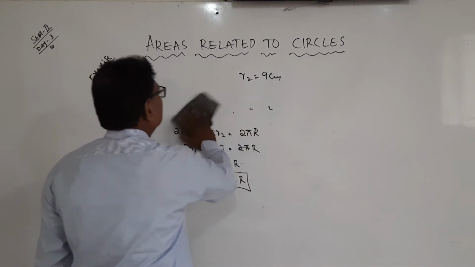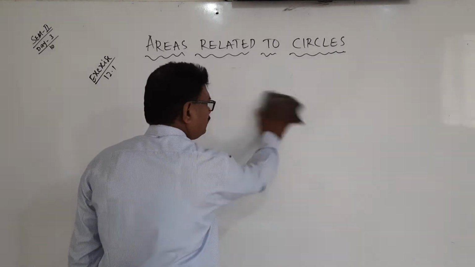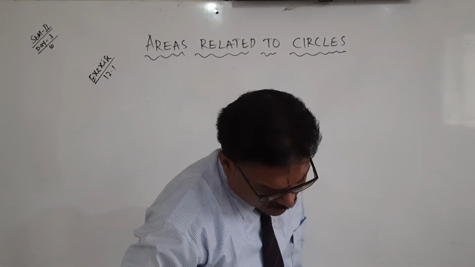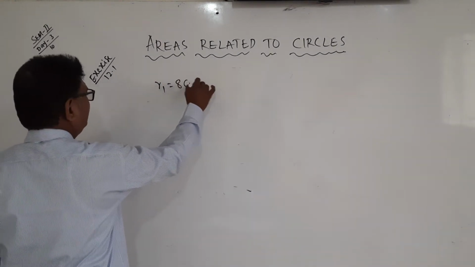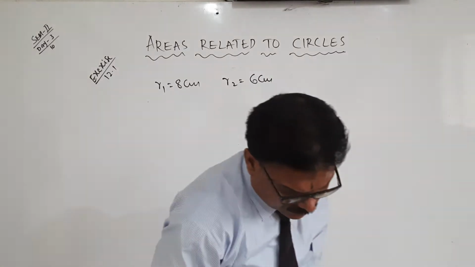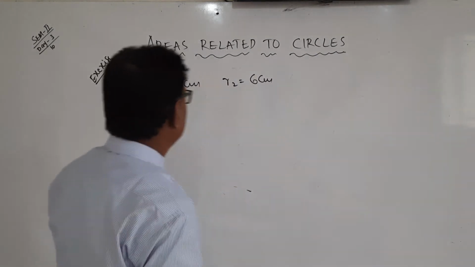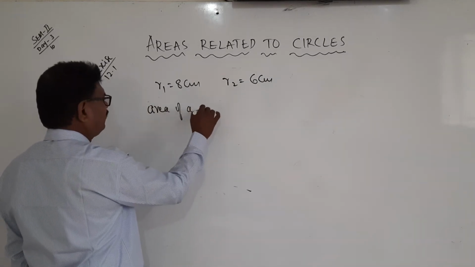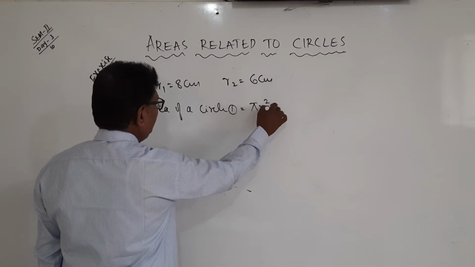Next problem. The radii of two circles are: R1 is 8 centimeters and R2 is 6 centimeters. Now, find the radius of the circle having area equal to the sum of their areas. Now areas. Area of circle 1 is pi r1 square.